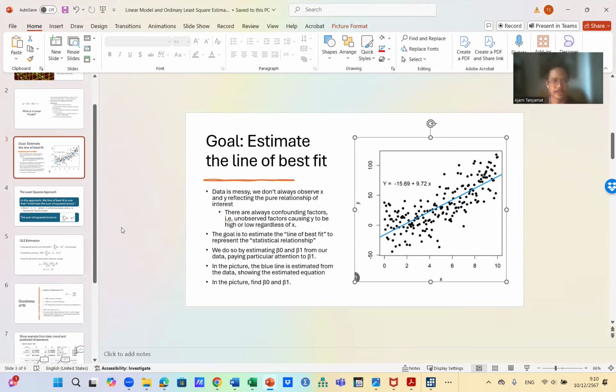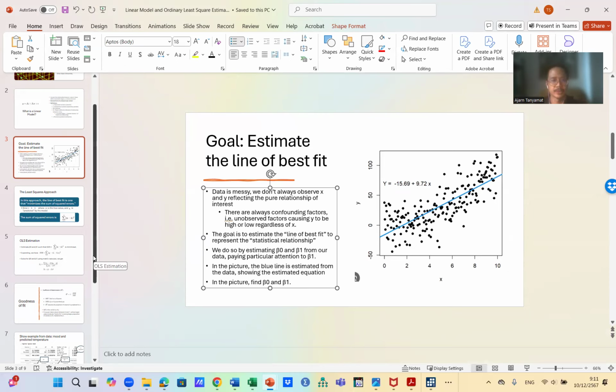In this equation, this would mean that as X increases by 1 unit, Y is going to increase by 9.72 units on average, right? So on average, as X increases 1 unit, the average value of Y is going to increase by 9.72. And that's how we interpret that. Okay, so far so good.